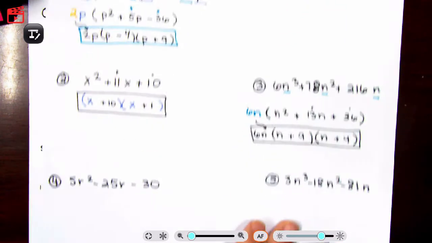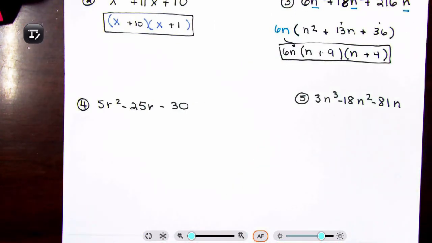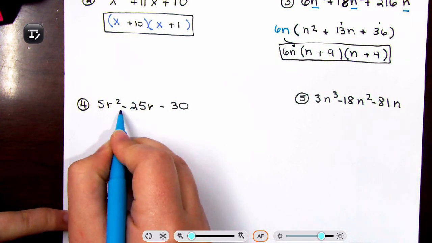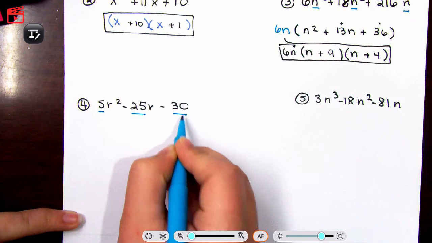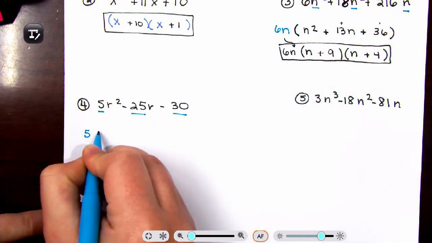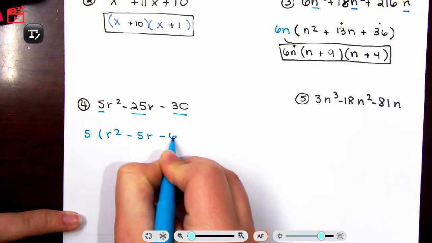Let's do two more examples. This one here, let's see if we have a GCF. So we have 5, 25, and 30. So I'm thinking 5 is our GCF. So if I pull out 5, I have r squared minus 5r minus 6 here.